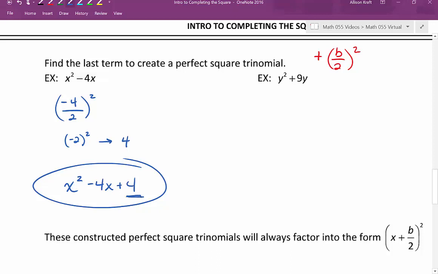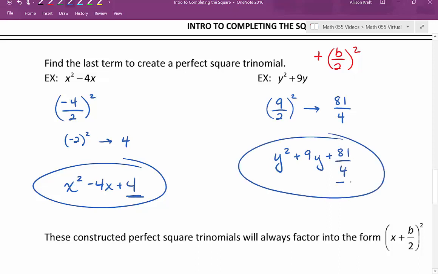We'll do the same for y squared plus 9y. I'm going to take its b value, which is 9, divide it by 2, and square it. Now 2 does not divide into 9 nicely, and we don't want a decimal here, so we'll keep the fraction. 9 divided by 2 squared, we square the top and square the bottom and get 81 over 4. Our perfect square trinomial is going to be y squared plus 9y plus 81 over 4. What we needed to add to get the perfect square trinomial is 81 over 4.